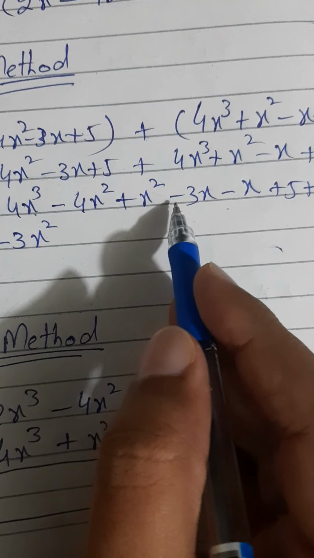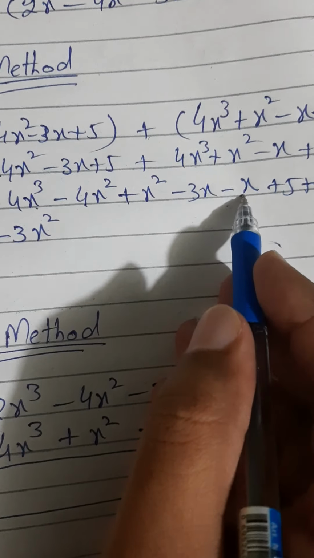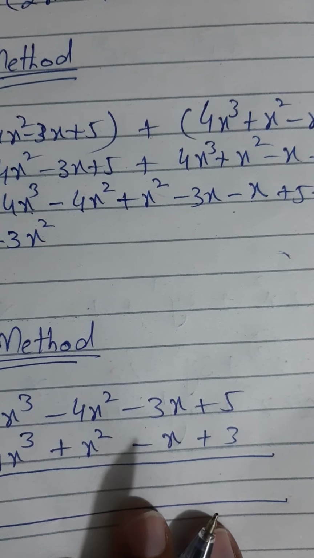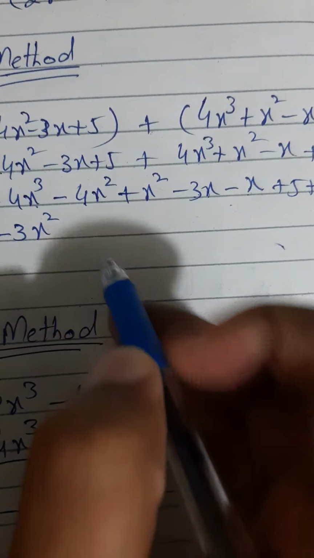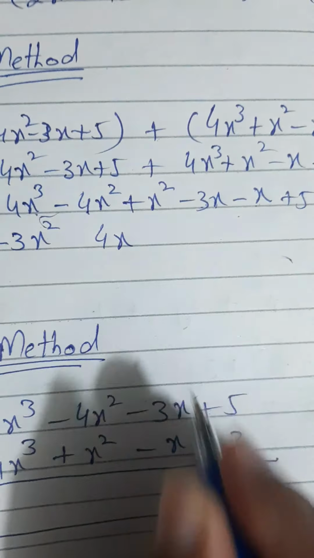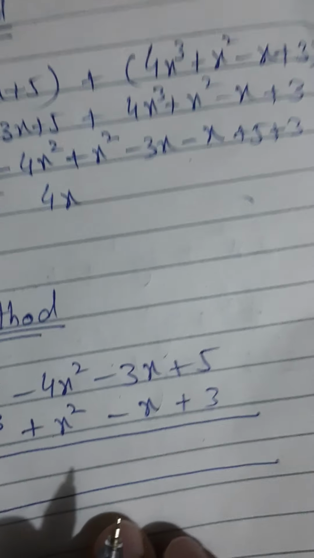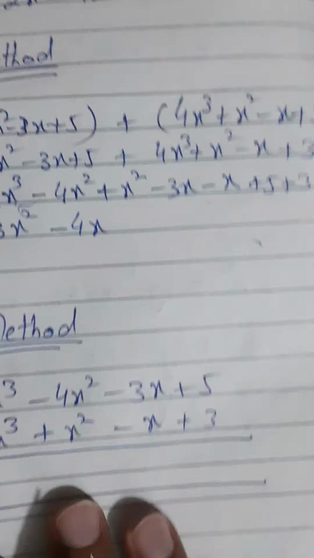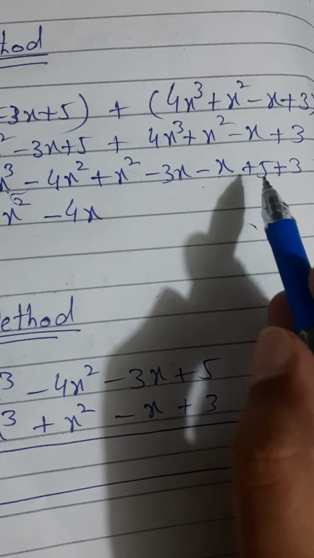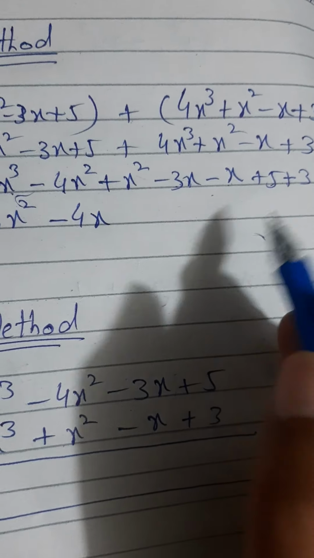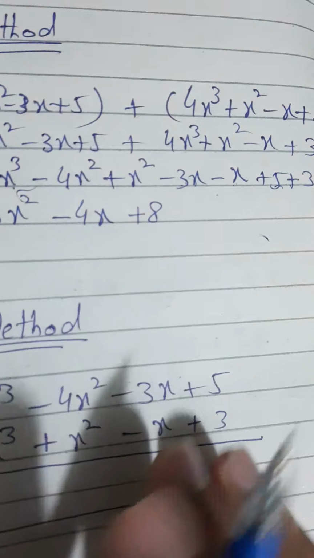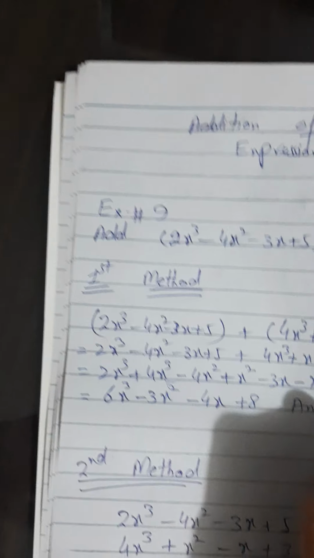Then come to next, minus 3x minus x. So both have same signs, we have to add both coefficients. So 3 and 1, it's 4x. And which sign will we use? Every time we have to use the sign of the greater number, that is 3, so its answer will be negative 4x. In the same way 5 and 3 both have same sign, so we add, and the greater number is 5, so we use the sign of the greater number. Okay, it's the answer according to the first method.